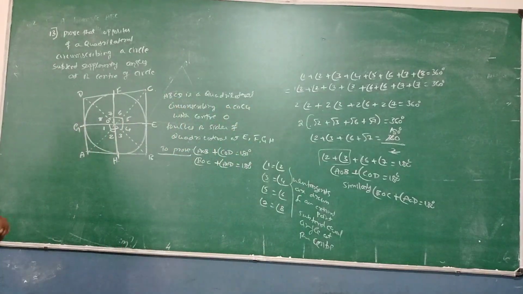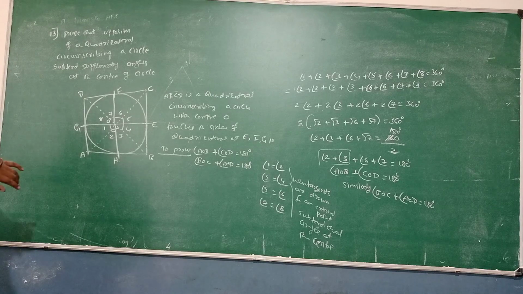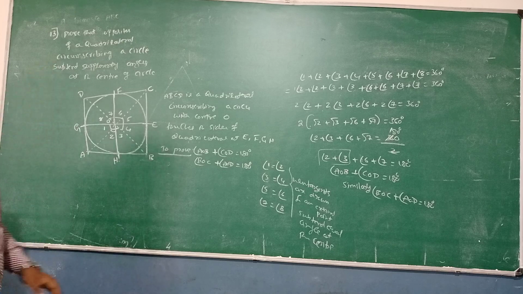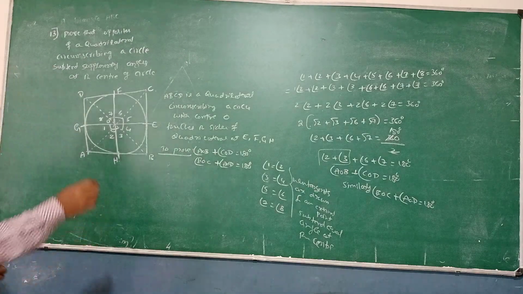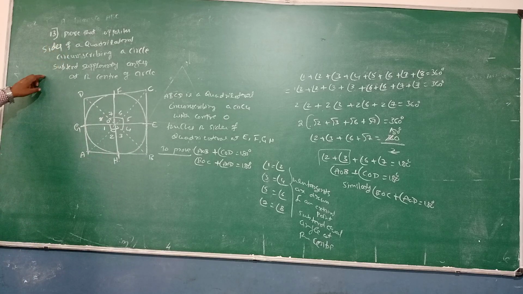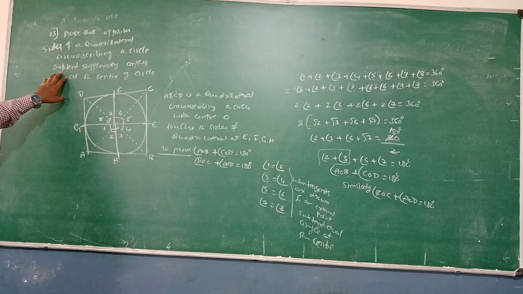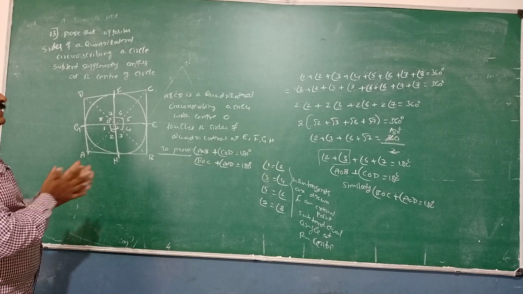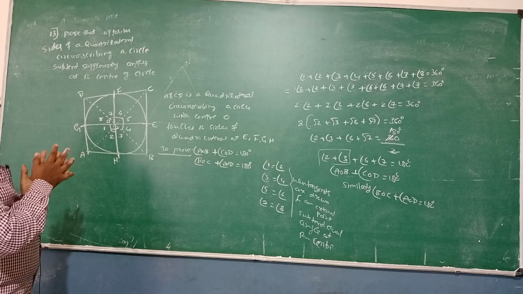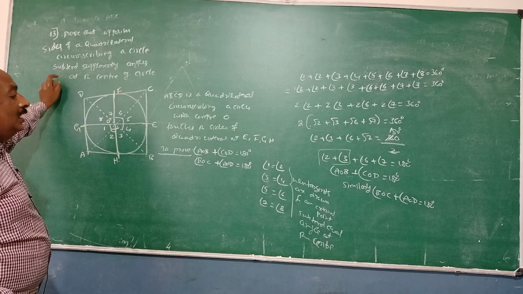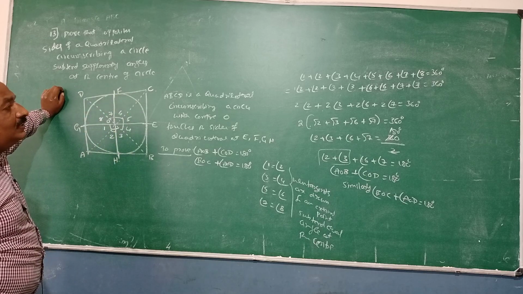These types of problems may appear in your examination. Prove that opposite sides of a quadrilateral circumscribing a circle subtend supplementary angles at the center of the circle. ABCD is a quadrilateral circumscribing a circle with center O, touching the sides of the quadrilateral at E, F, G, H. We have to prove that angle AOB plus angle COD is equal to 180 degrees, and angle BOC plus angle AOD is equal to 180 degrees.